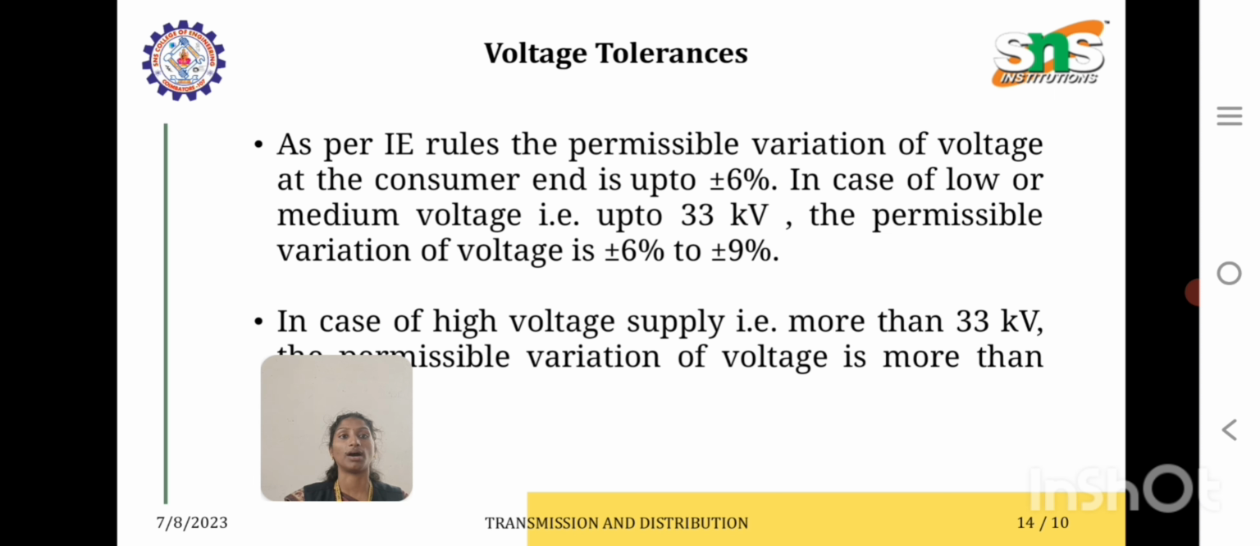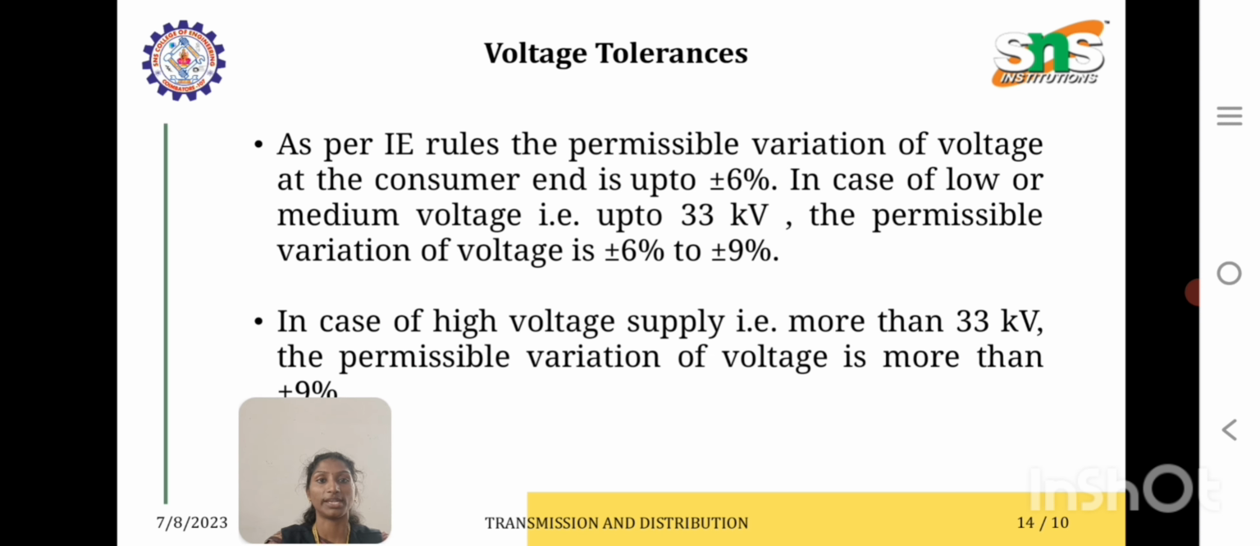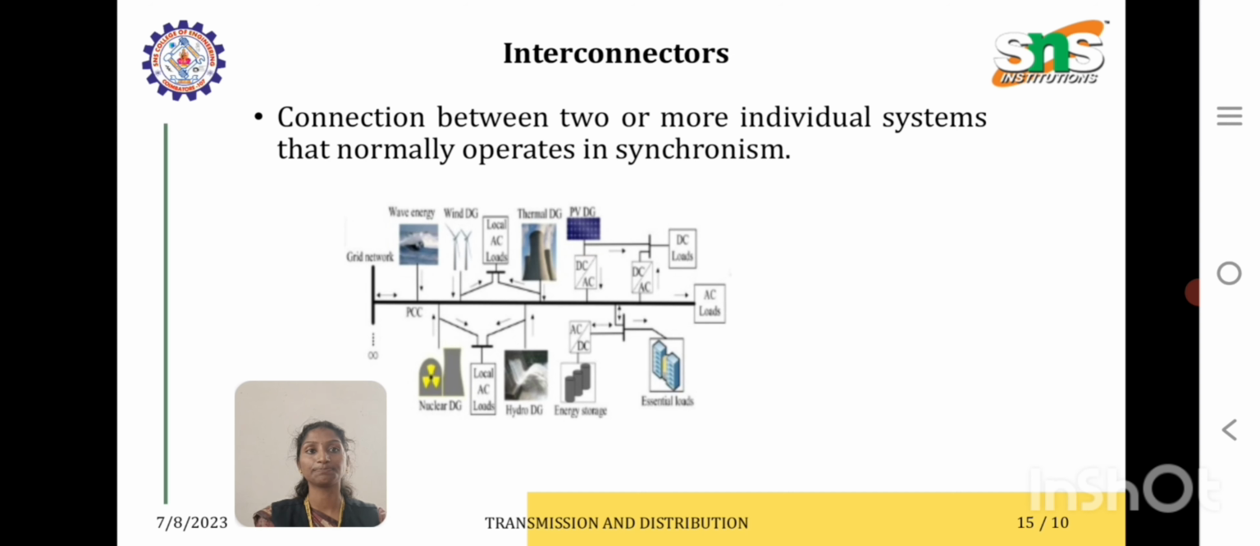As per IE rules, the permissible variation of voltage at the consumer end is up to plus or minus 6%. In case of low or medium voltage, that is up to 33 kV, the permissible variation of voltage is plus or minus 6% to plus or minus 9%. In case of high voltage supply, that is more than 33 kilovolt, the permissible variation of voltage will be more than plus or minus 9%, which depends on the generation voltage. So this is what we call voltage tolerance.